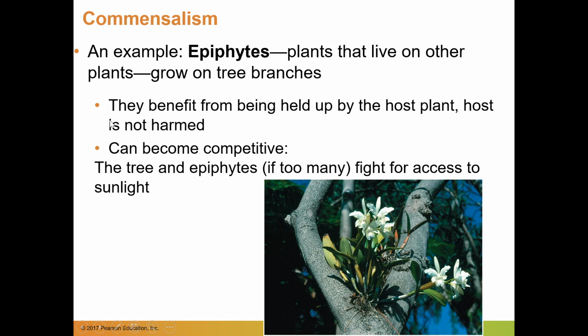All right, we'll move on from ants. Again, there's a lot of different ones that plants have as well. Epiphytes, which also live in the rainforest, are plants that live on other plants. They grow on tree branches. They are held up to the light by the host plant. The host is not harmed. If the tree and epiphytes start fighting for access to sunlight, then they can become parasitic and harm the tree in some way, okay? Mistletoe is an epiphyte, but can become parasitic and harm the tree if there's too much mistletoe on the tree.